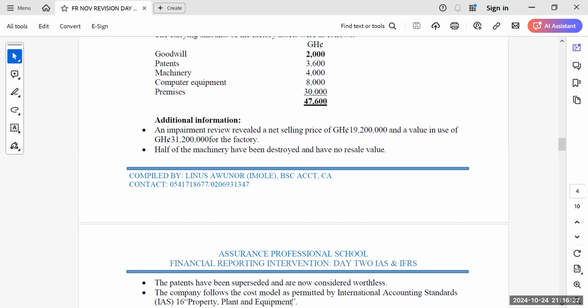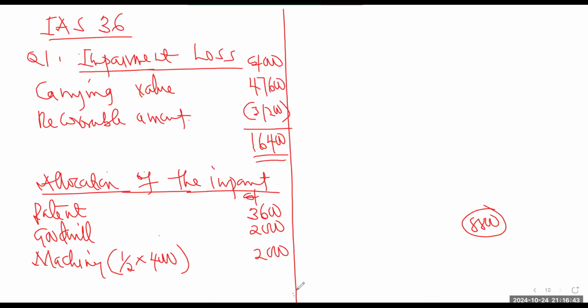Okay, so we have done the impairment of the machinery already. They have taken their share of 2,000. So the remaining 8,800 will be given to this asset, that will be 38,000. So we have computer to be what? 8,000 over 38,000 multiplied by 8,800.